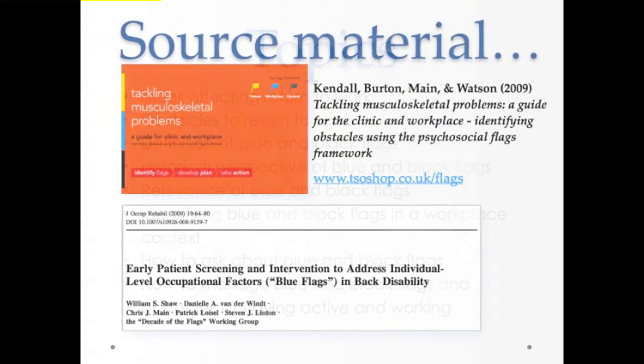We'd like to draw your attention to some very important source material on which this podcast is based. The most important of these is the definitive guide to identifying obstacles using the psychosocial flags framework, entitled Tackling Musculoskeletal Problems. There is also a very useful paper by Bill Shaw and others in the Journal of Occupational Rehabilitation on early screening and intervention.